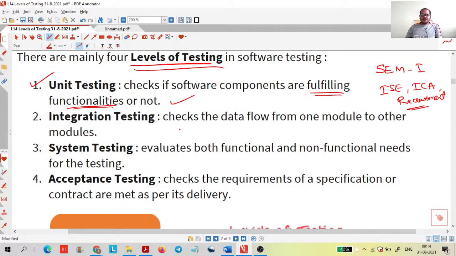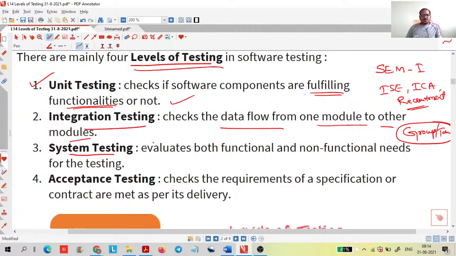Integration testing checks the data flow from one module to another module. We can consider integration like group or teamwork, as in your project, the integration among the team members, or integration between the modules. That is how the data flows from one module to another module. That is integration testing.